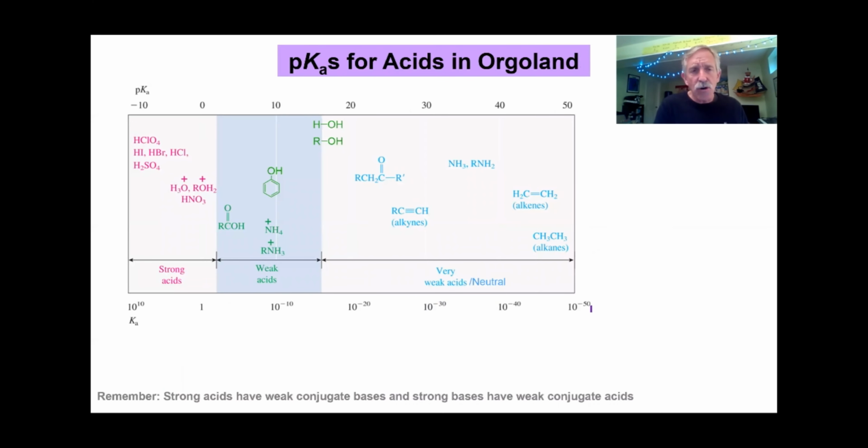And now here's an overall summary chart of the kind of groups you're going to see in Orgoland. But again, starting out with our popular little HCl, notice it's way down here at like -7. And then our ethane, which was way up here at around 50 for its pKa. And now there are all these other functional groups that are in Orgo.